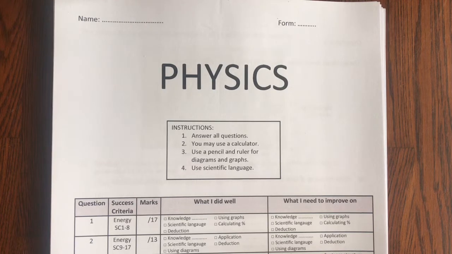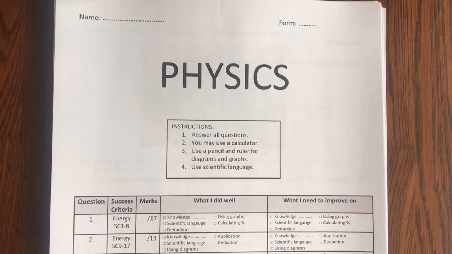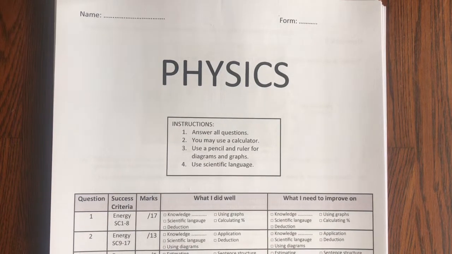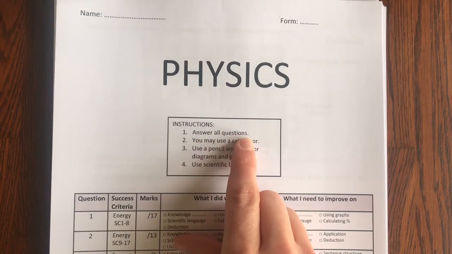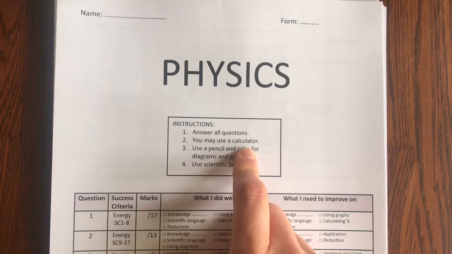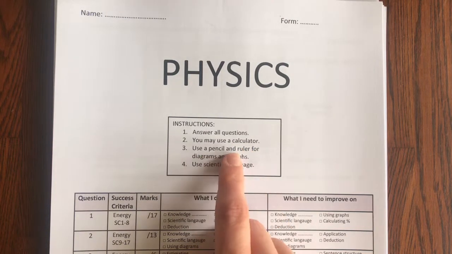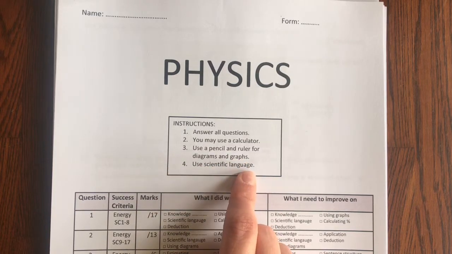So today is your physics test, which I'm sure you're all very excited about. So let's start by reading through the instructions together. Make sure that you answer all questions. You may use a calculator, which means you should use a calculator. Use a pencil and a ruler for diagrams and graphs, and use scientific language.